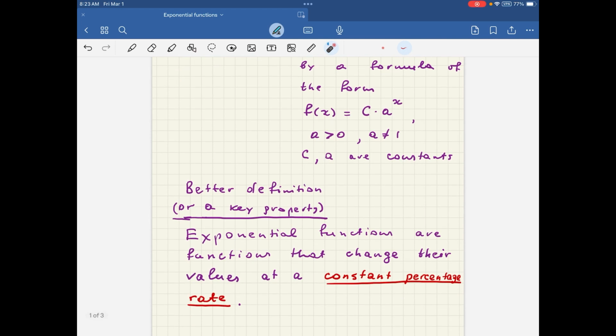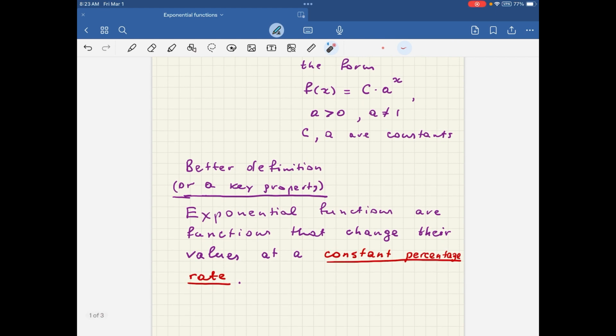A better definition and a key property of exponential functions is that exponential functions are functions that change their values at a constant percentage rate. In order to understand what this means, let's take a look at the following example.